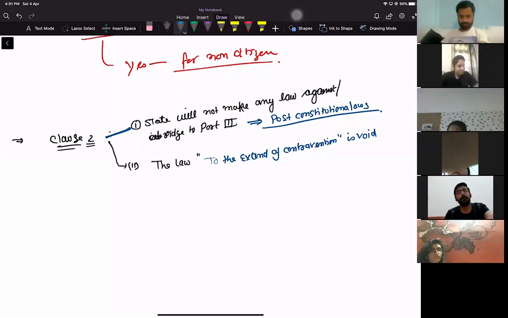Any person who can tell? Shreya Bhatnagar, tell. Where is the power to legislate? Part 3. Very good. Part 3 of what? Constitution. Tell me the article. Where is the article where the state has power to make law?